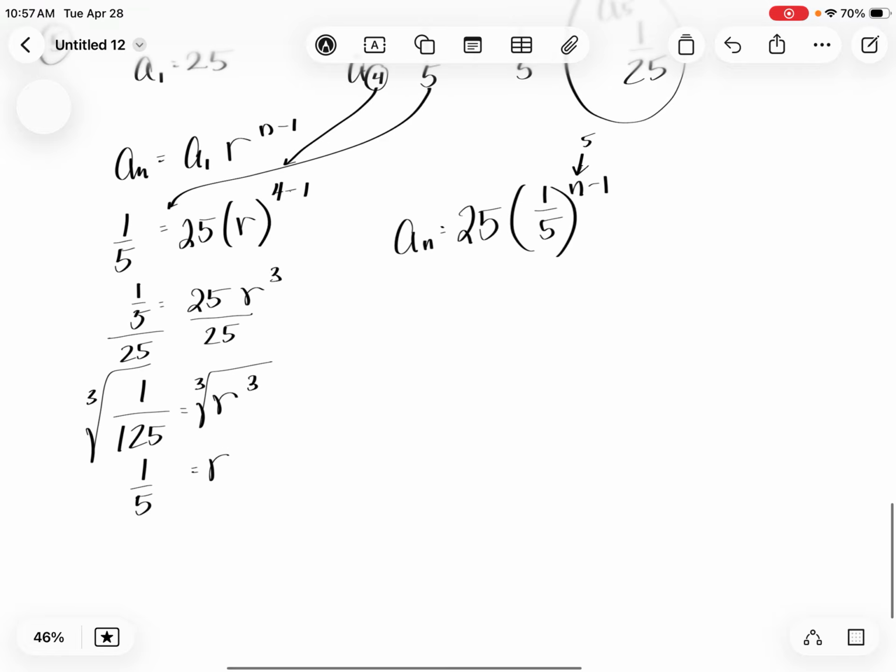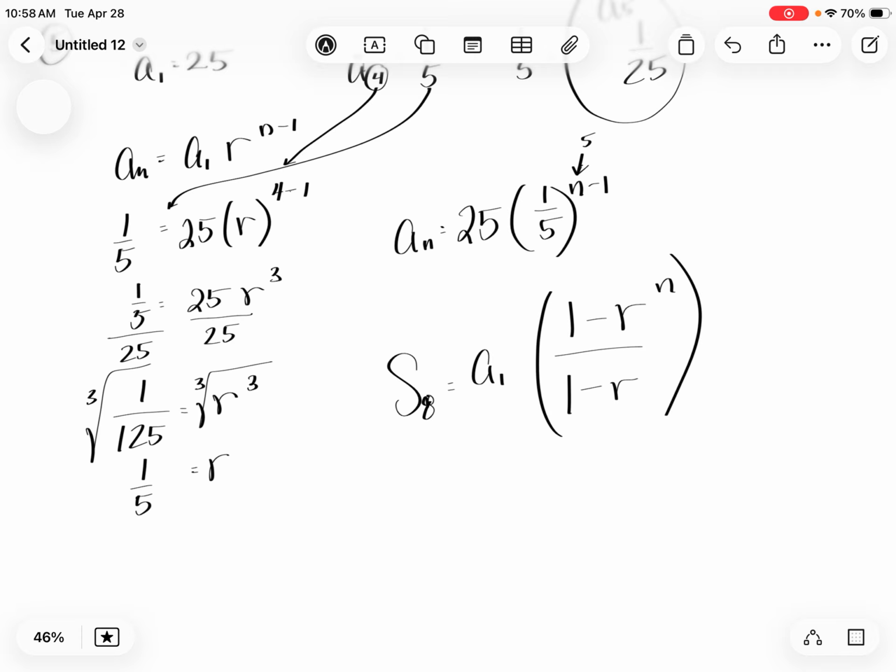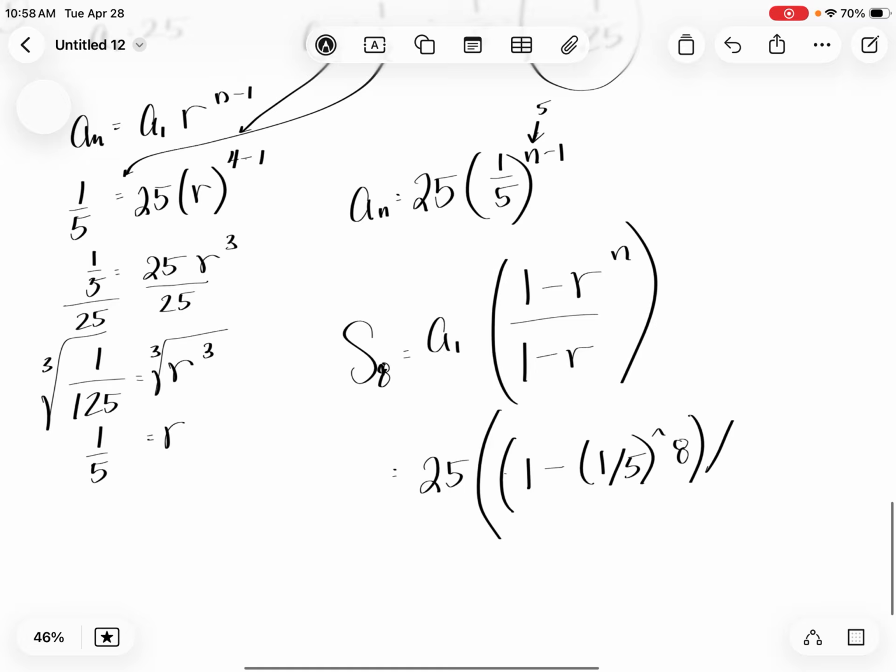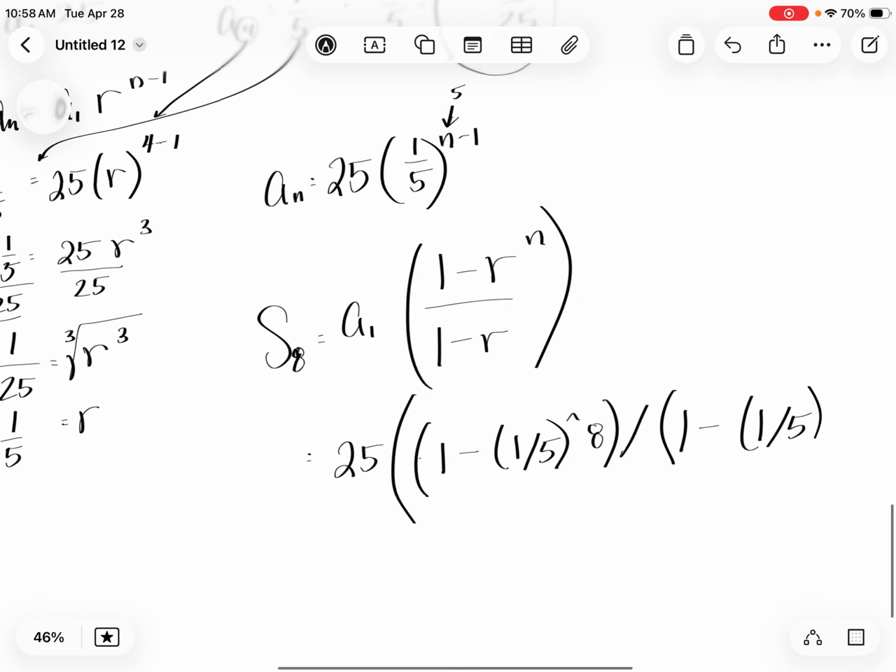And then the partial sum of the first 8 terms. Remember, when you're doing partial sums for this one, it's A1 times (1 minus r to the nth power) over (1 minus r). First term is 25, parentheses for the whole thing, then parentheses for the top: 1 minus parentheses for the 1/5, close it, caret 8, close that out for the top, divided by open it for the bottom, 1 minus 1/5, close it for the bottom, close it for the whole thing.